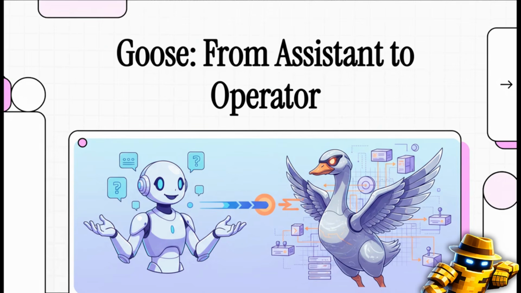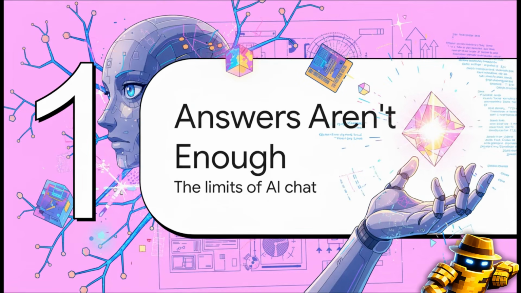We're talking about a tool called Goose, and this bigger idea represents moving from a simple AI assistant to, well, a true AI operator. To really get what's going on here, we have to start with the core problem, which is that just getting answers from an AI, it's not cutting it anymore.